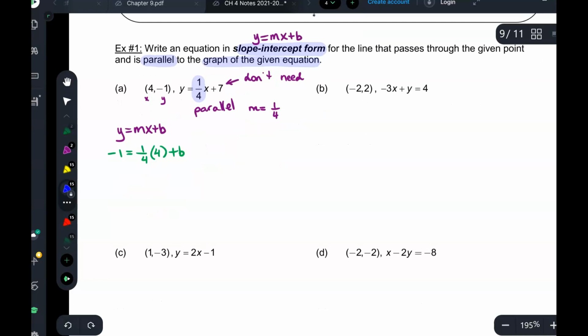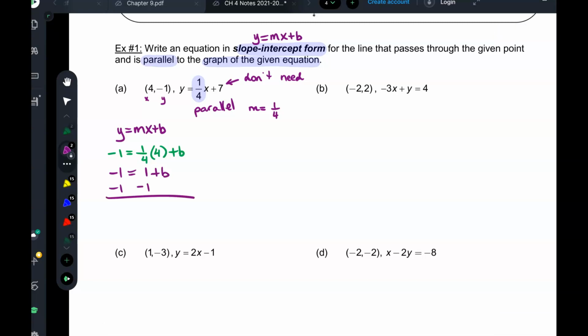Now let's go ahead and multiply that out. So I have negative 1 equals 1 plus b. So subtract 1, subtract 1. Be careful because negative 1 minus 1, are you writing this down? Negative 2 is equal to b.